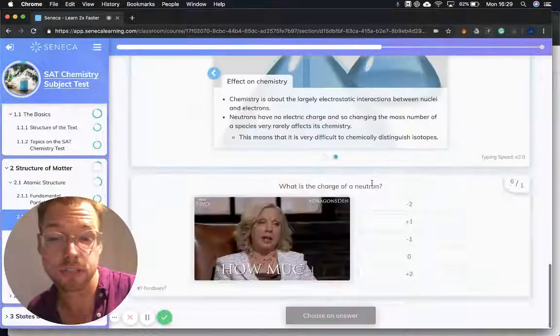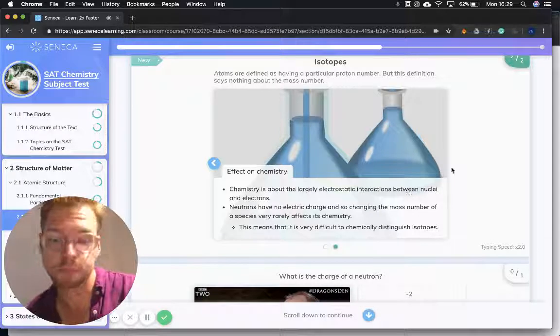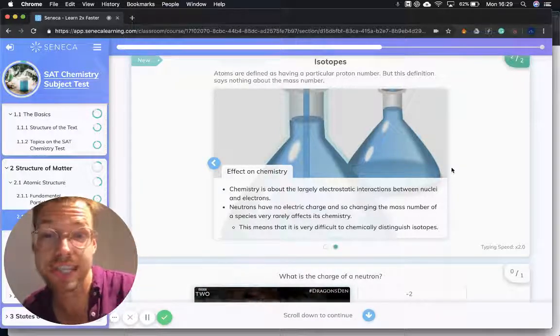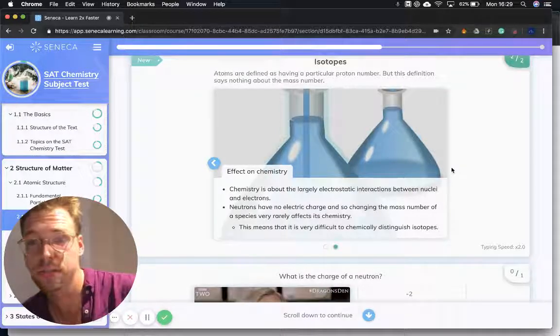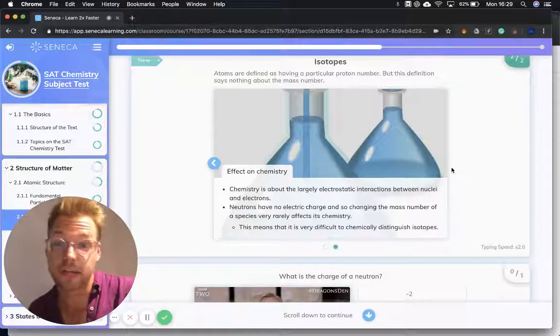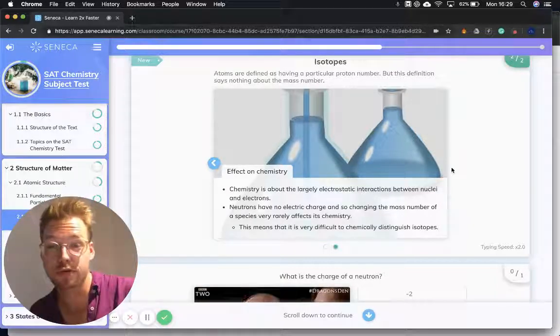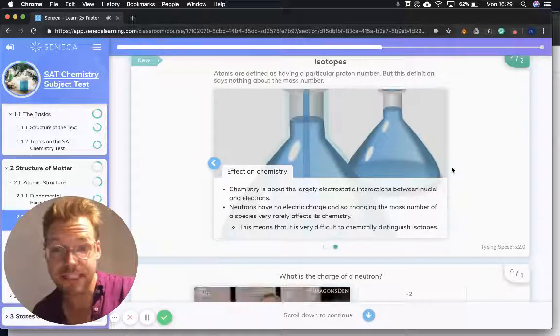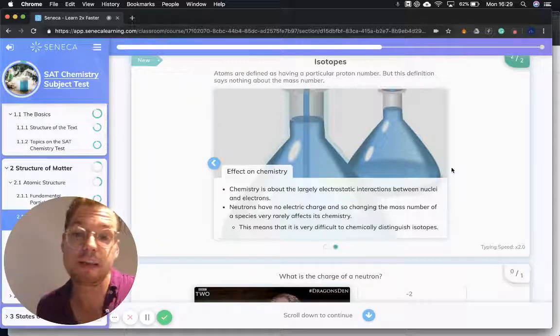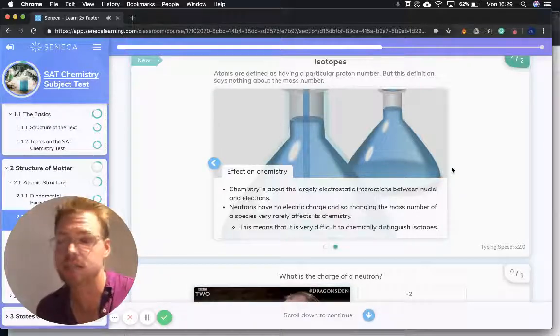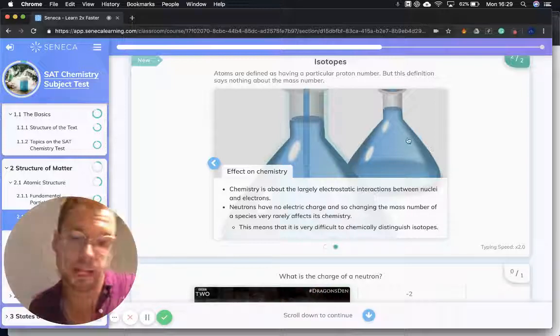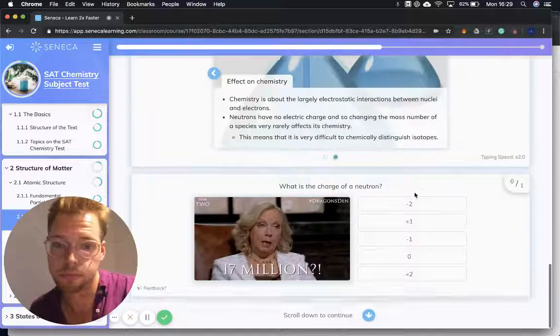What is the effect on chemistry? Well, chemistry is largely about electrostatic interactions between nuclei and electrons. Neutrons are neutral. They haven't got any charge. So changing the mass number of a species rarely affects its chemistry. This means that it's very difficult to chemically distinguish isotopes. It's really hard to distinguish between different isotopes.